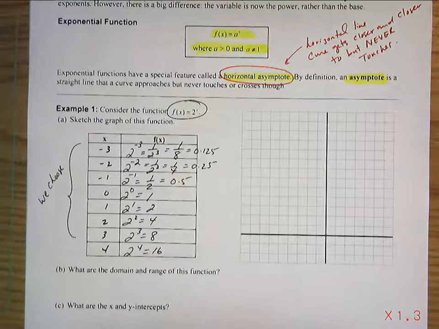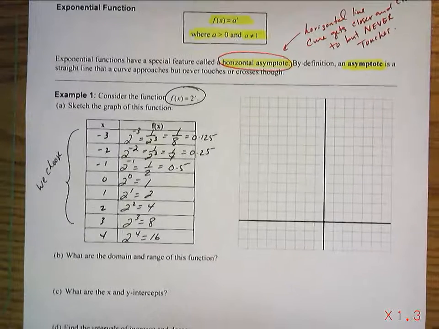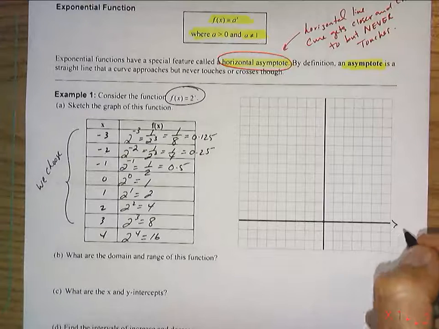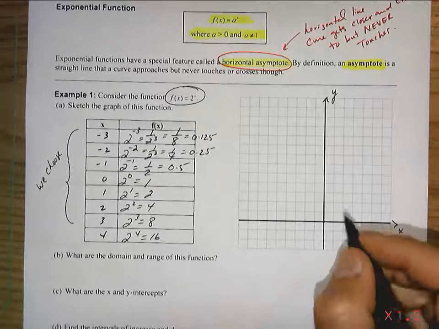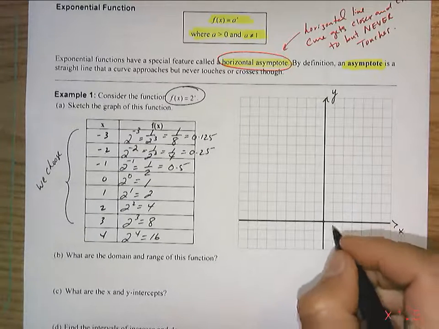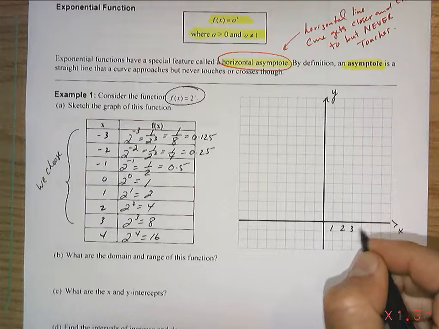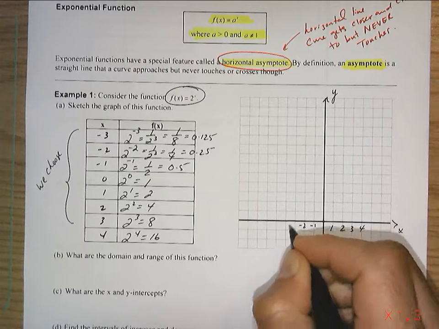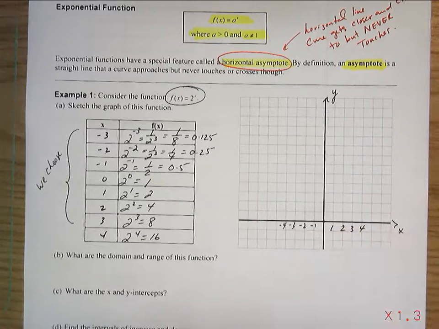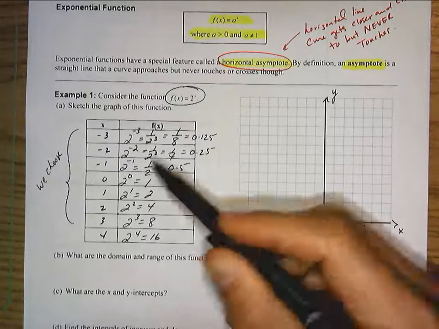All right, let's take a look at what we can do here. These are my x values. These are my y values. My x values are going 1, 2, 3, 4, -1, negative 2, negative 3, negative 4. Let's plot some of these.